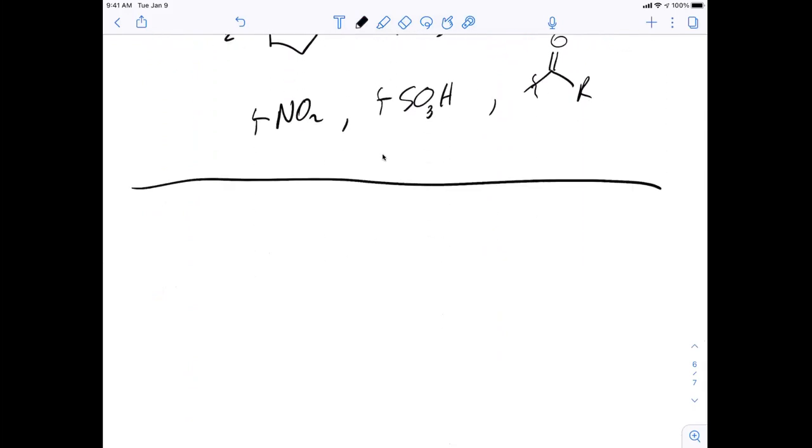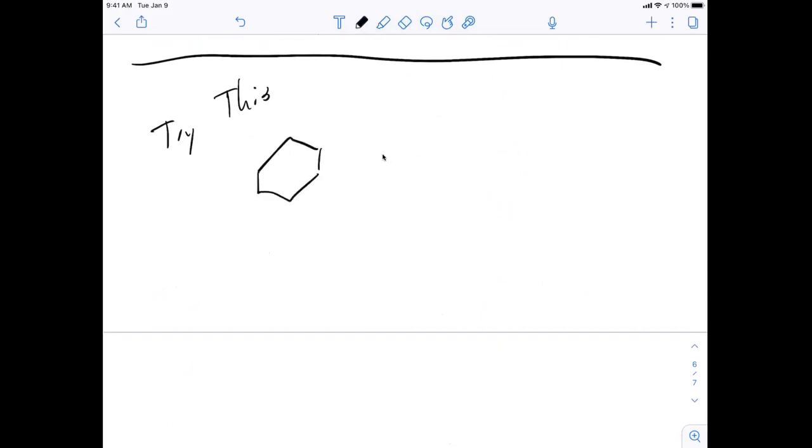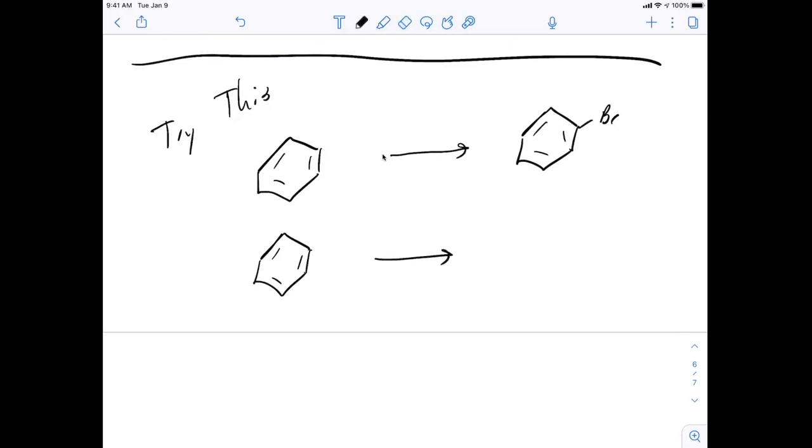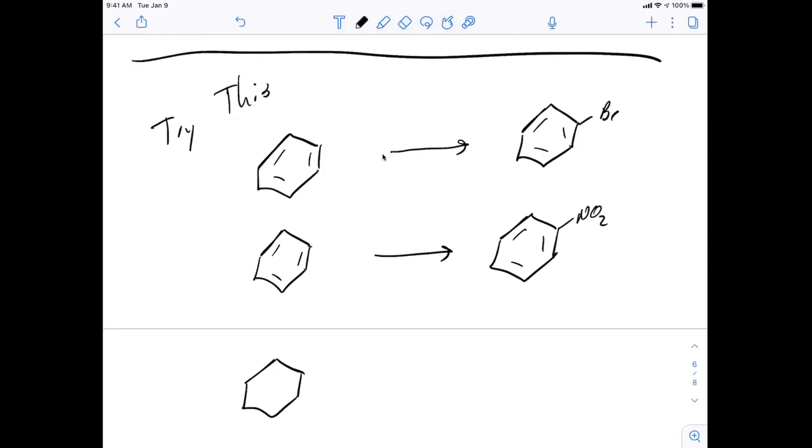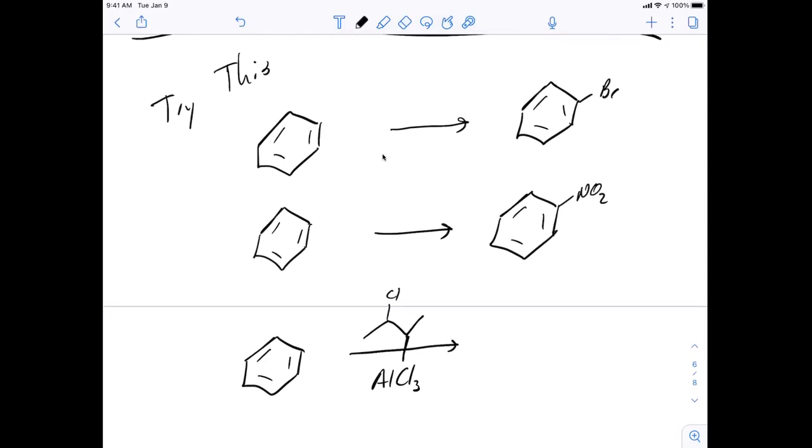Y'all look like you're glazed over, so let's try some and then we will move on. So let's try some of these. Okay, so let's take a little while. Let's try these. Feel free to talk to your neighbor.